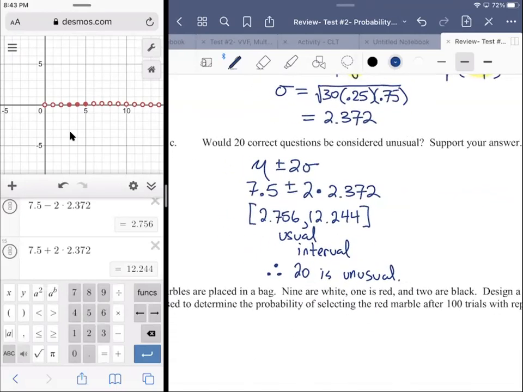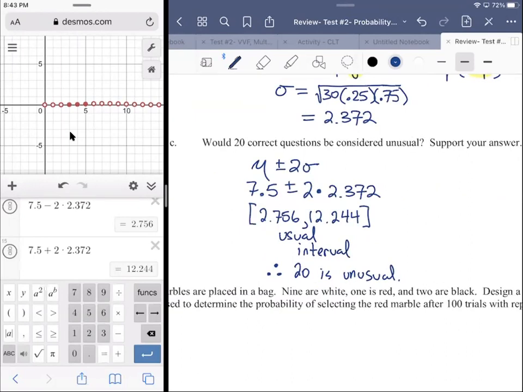All right, so would 20 correct questions be considered unusual? Yeah, it would be unusual. So if you were to guess on a 30 question multiple choice assessment, you can expect to get somewhere between roughly 3 and roughly 12 of the questions right. All right, so somewhere between a 10% and like a 35 to 40% of those questions right.